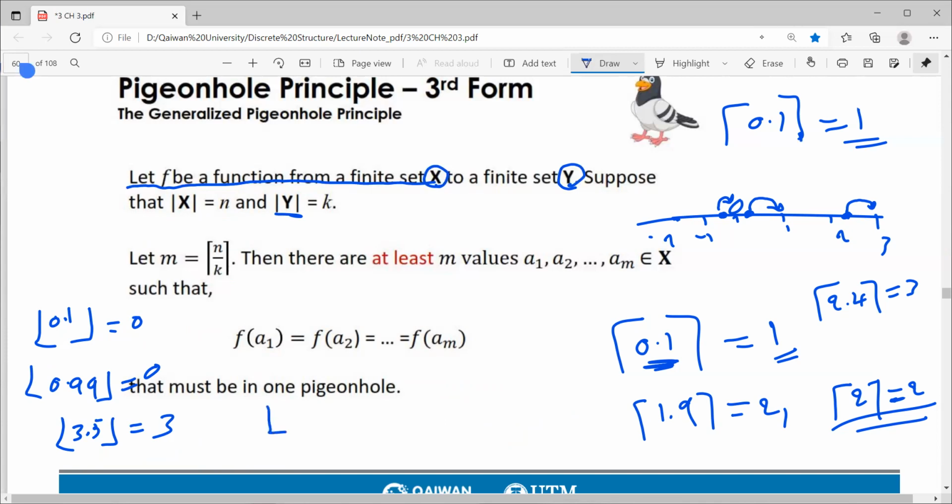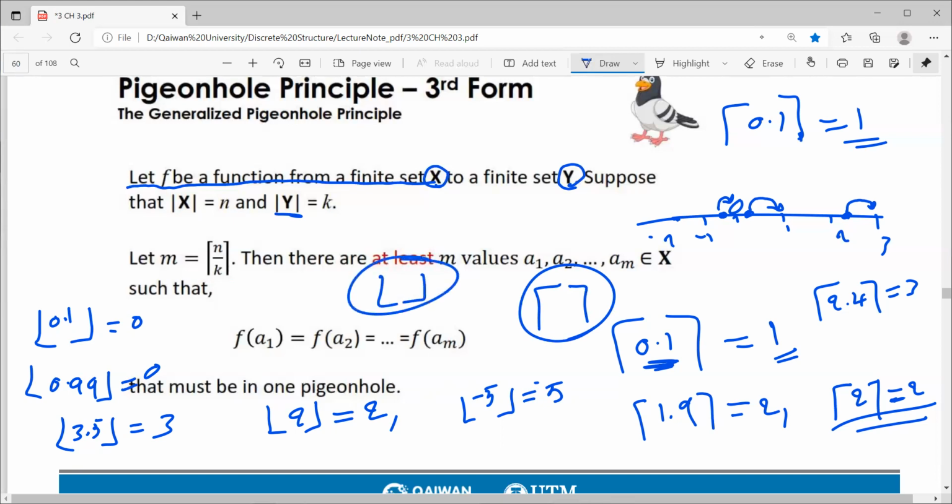How about this one? Let's say 2. It's still 2. For the integer numbers, it's itself. And how about, let's say, -5? It's still -5. It's the same. For the integer numbers, it's itself. But for the fractions, for this one, we take the next number, the bigger one. But for this one, we take the smaller one. Okay.